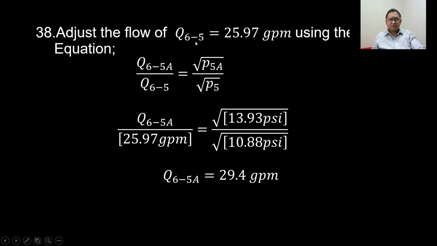So we will adjust the flow of Q6, 25.97, using the equation: flow adjusted divided by the computed flow, which is 25.97, is the ratio of the square roots of the higher pressure to the lower pressure, 13.93 and 10.88 here. So the result will be 29.4 GPM. So that's the flow. The flow going to node 6 will be 29.4 GPM.